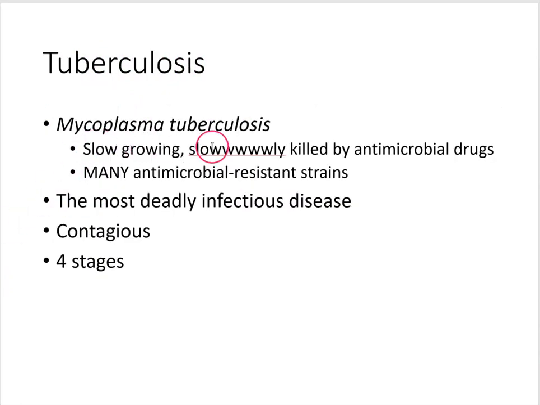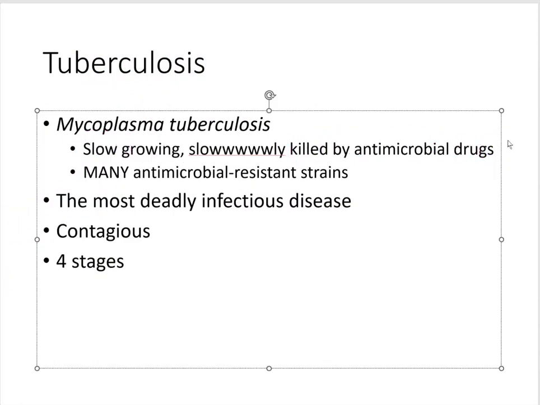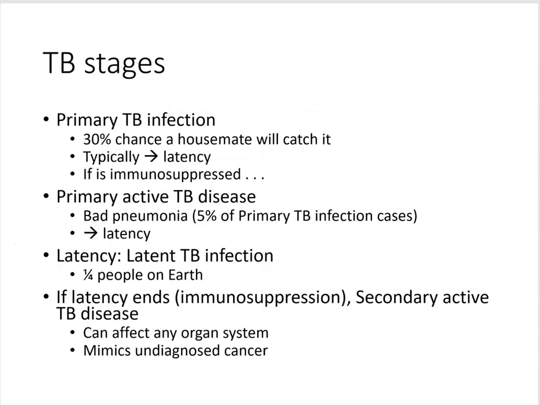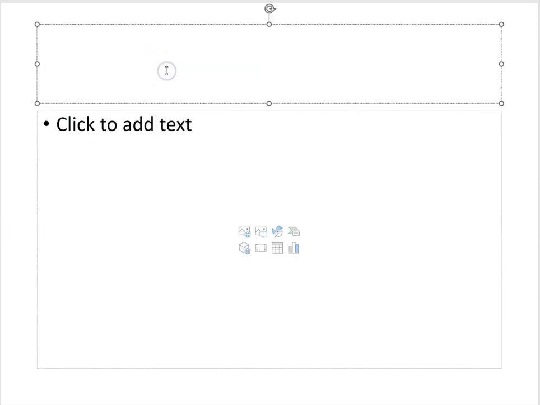So what does it mean to be slowly killed by antimicrobial drugs? That means treatment involves 2 months of a daily cocktail of antimicrobials. So 2 or 3 antimicrobials every day for at least 2 months. And if you give up on that because you feel better, you can be very confident that the risk is in you will win. So that's terrible. Okay, that's TB. The last disease I want to tell you about today is pertussis.